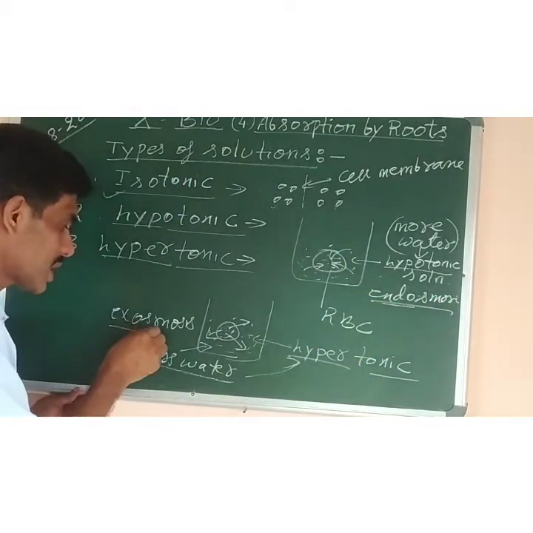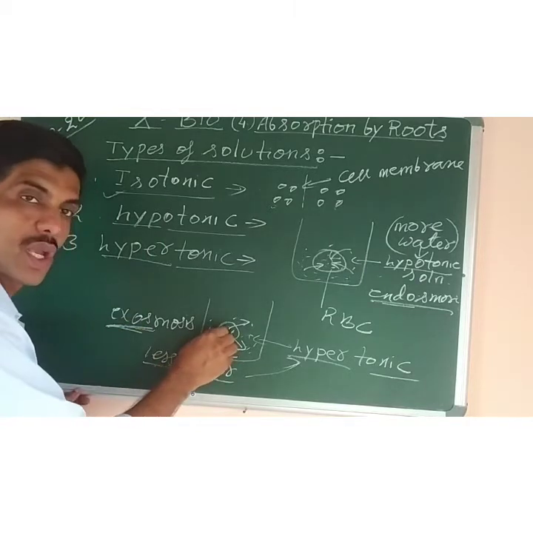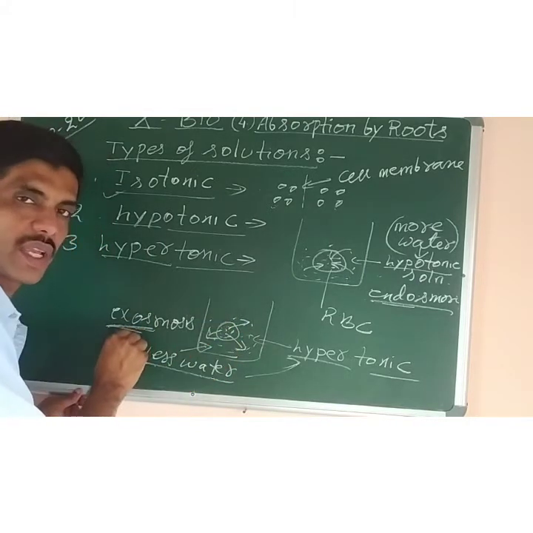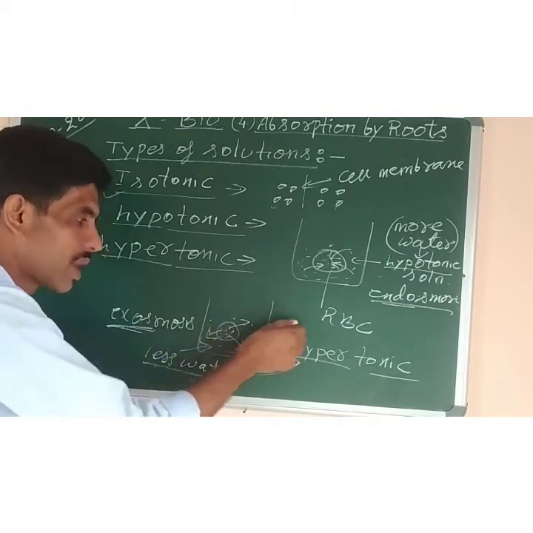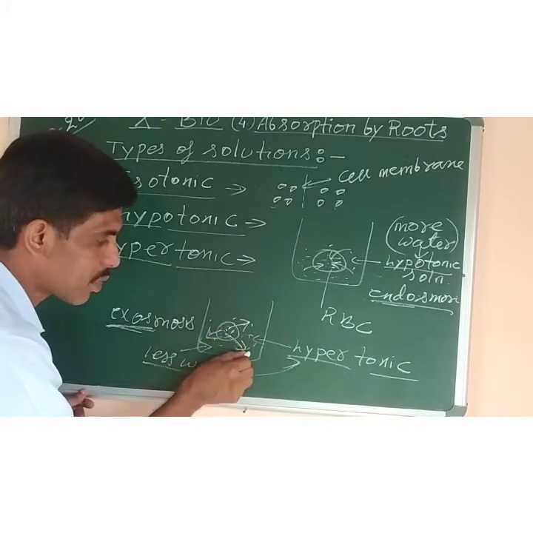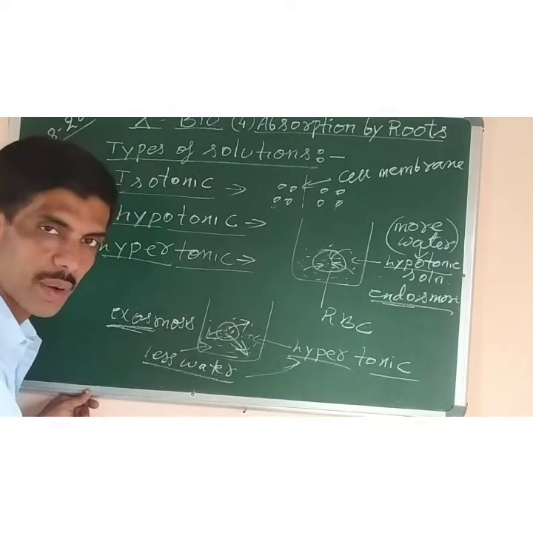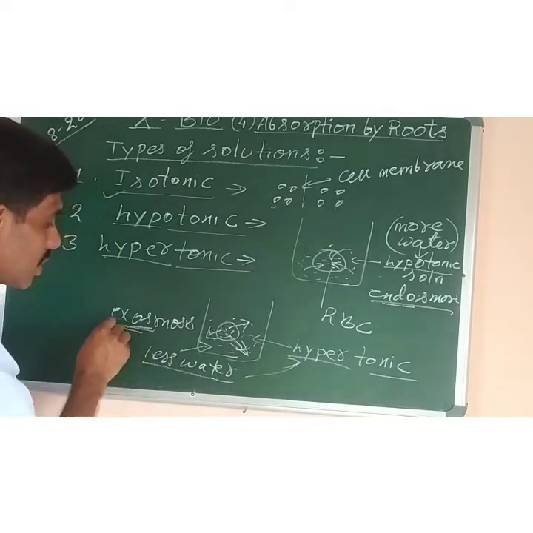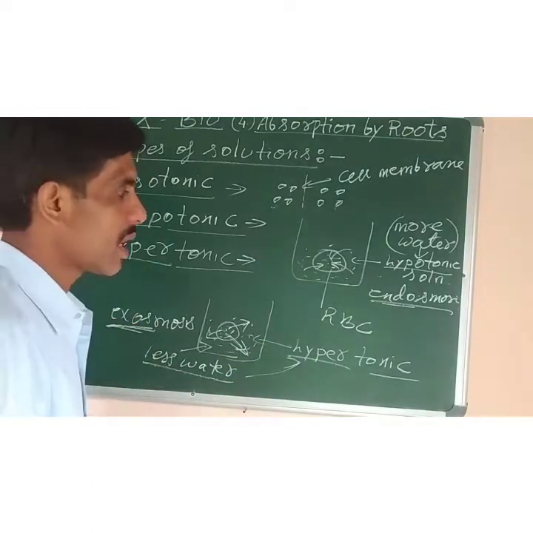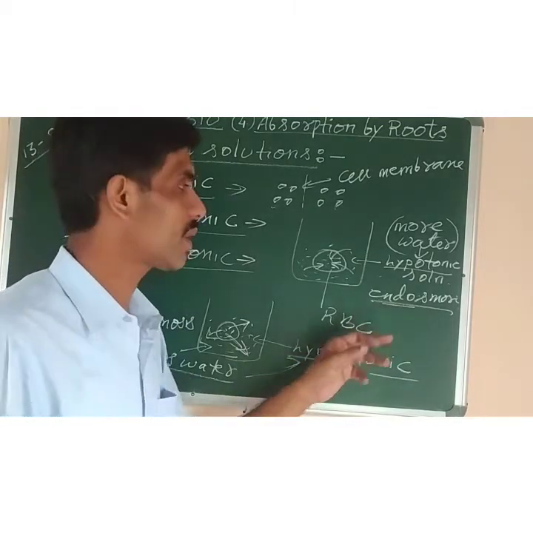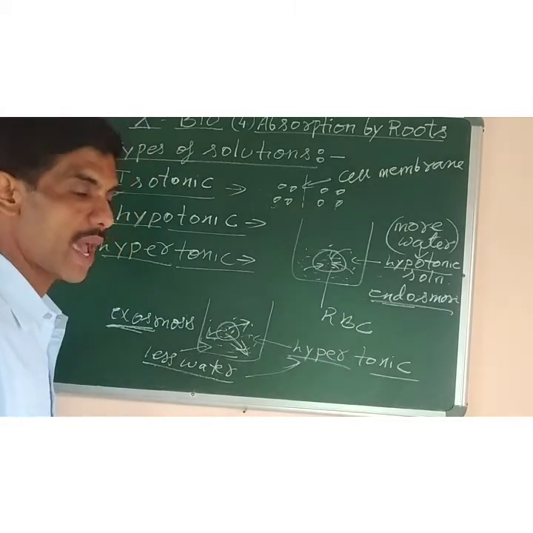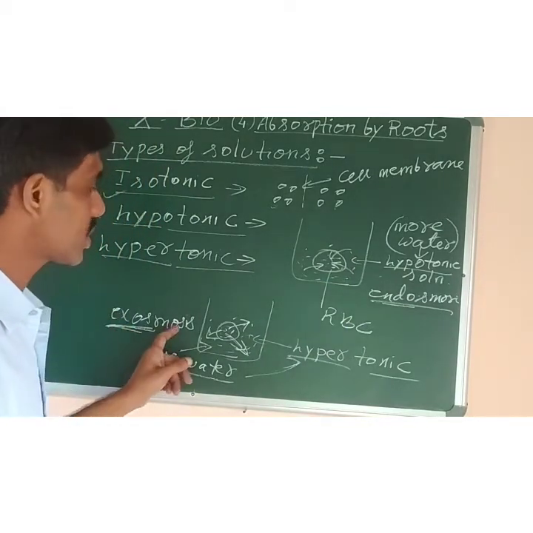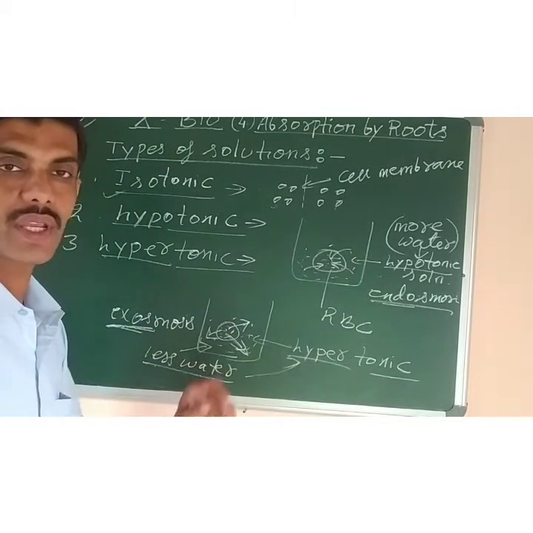And exosmosis is the movement of water molecules from the cell to the outside. Okay? Meaning from inside the cell, the water molecules move out. As you can see in the arrow I have indicated like this, water molecules coming outside. Okay, so that is called exosmosis. Now endosmosis, second difference you can write, it occurs in hypotonic solution, whereas exosmosis occurs in hypertonic solution.